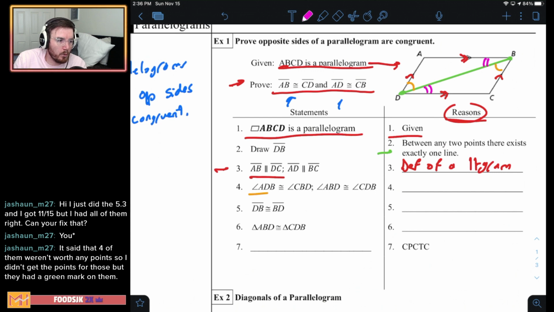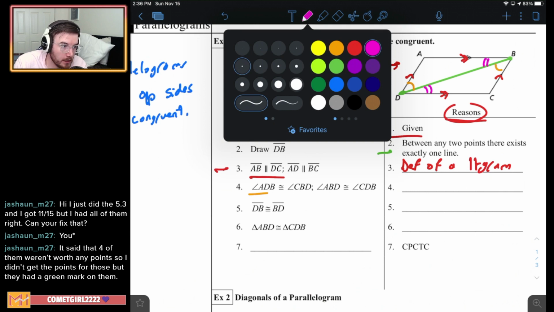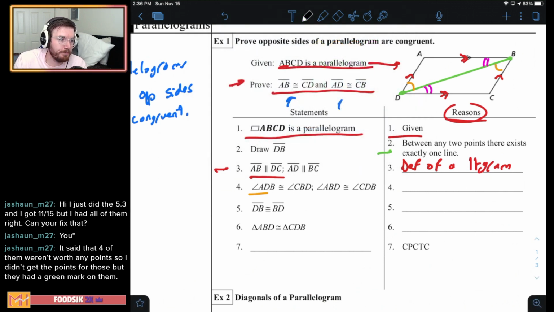Said that four of them weren't worth any points, so I didn't get points for those, but they had a green mark on them. Roger that. Okay. What's your name?